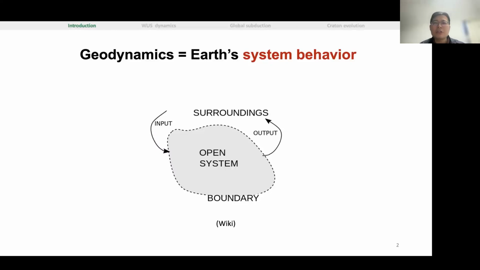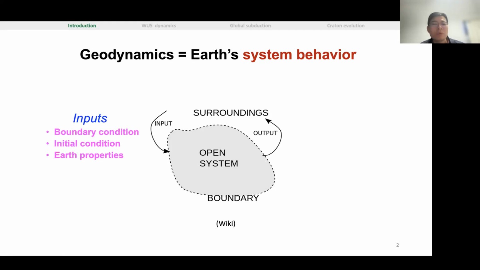So to get started, geodynamics, as you can imagine, is basically a discipline that studies Earth system behavior, right? As this cartoon shows, most Earth systems are open systems, right? We usually define a system as having a body, or an organization, whatever you call it, and then you have input, and that organization can give you output, right? And this body itself also has an exterior and interior by definition, and then there will be a boundary, right? So this is a sketchy way of talking about a system.